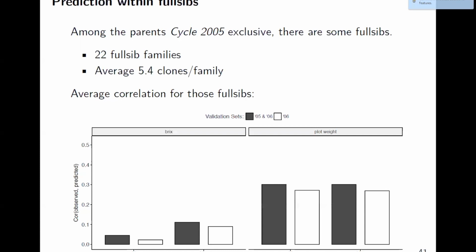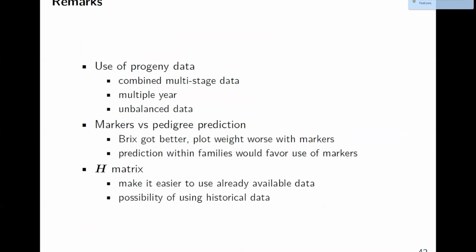So it'll be interesting to do this analysis again with a larger number of families or larger families. Some remarks here. In this case, one interesting thing was to use the progeny data to do our predictions, in comparison to what we did before, which was the data derived from the clones themselves. By doing that, we were able to combine data from many stages and multiple years. And also the mixed models allow us, despite that, to analyze these very unbalanced data sets.